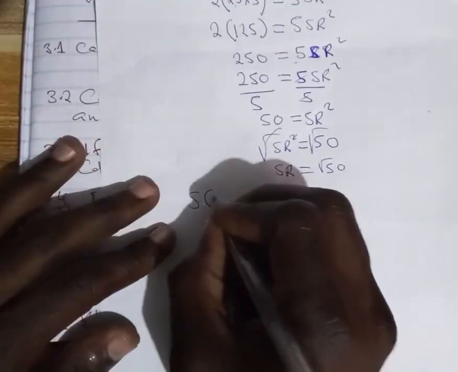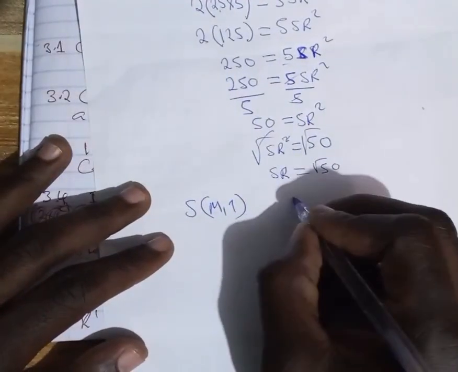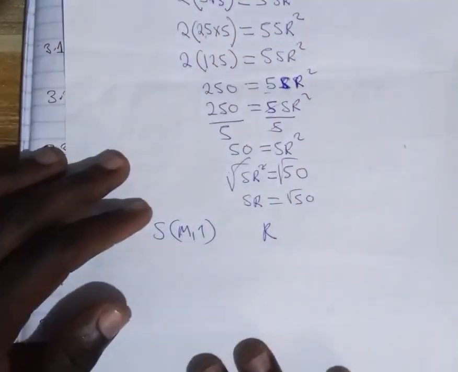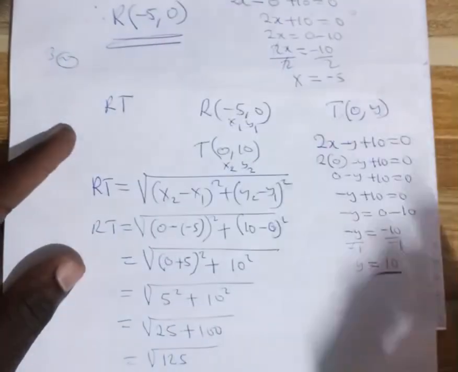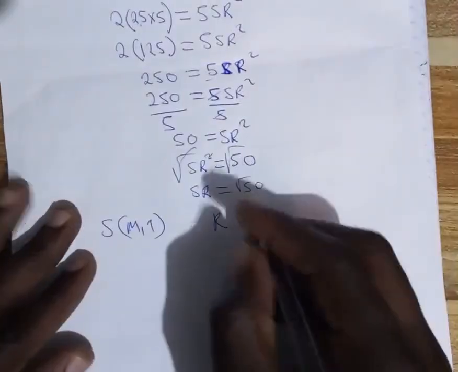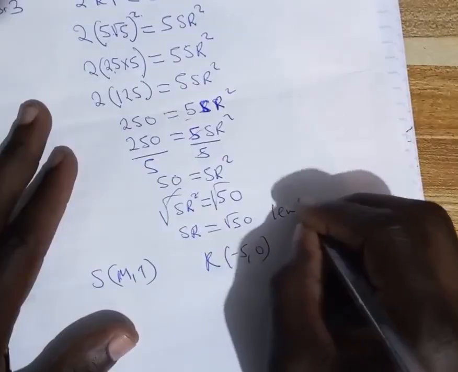What we're going to do here is write the coordinate of S, which is M, 1. Then R has the coordinate of R, which we solved earlier as negative 5, 0. Negative 5, 0. So we're going to use it, then use the formula for length. The length is given.